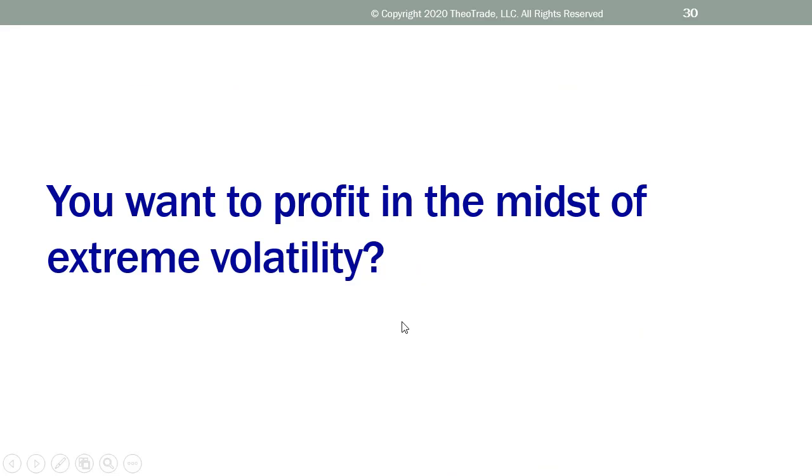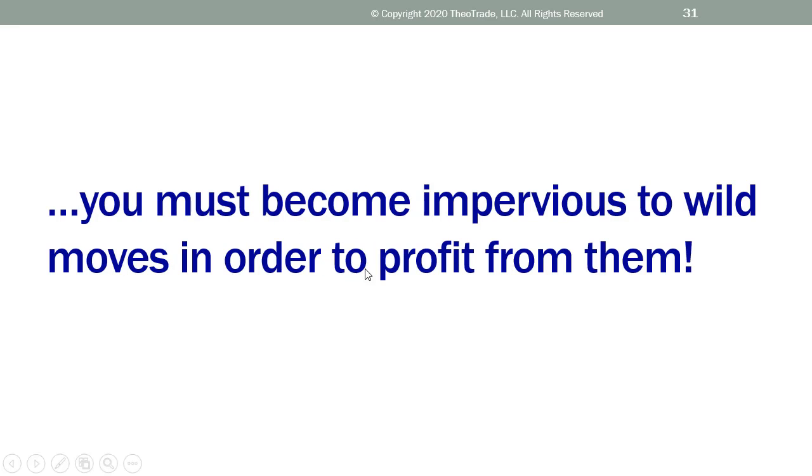All right, let's actually go on, because once you have a grasp of your risk, now you want to learn to profit from it. I mean, that's why people came here tonight, right? You want to learn to profit in the midst of extreme volatility. Well, first of all, you must become impervious to wild moves in order to profit from them. This is something that, no matter how many times I say it, is the one aspect that people don't get. They don't get it. You have to be impervious to the wild moves.